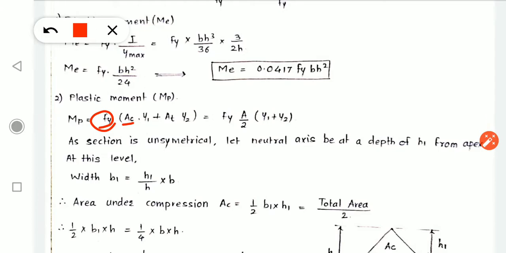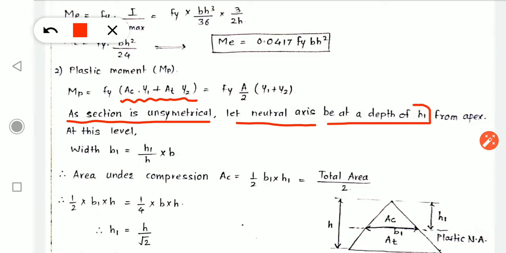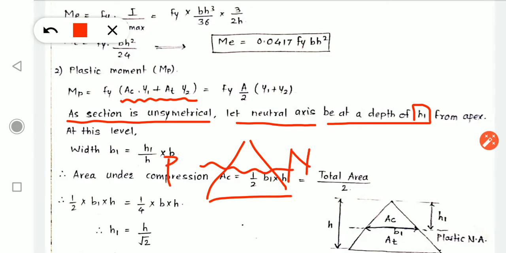Fy is given in the question. Now next, I said the section is unsymmetrical. As I said, we even modified the formula. Let the neutral axis be at a depth of h1. We are assuming this because in an unsymmetrical shape like a triangle, we don't know where the plastic neutral axis lies. Therefore, we are assuming it and taking it at a distance of h1 from the apex point.